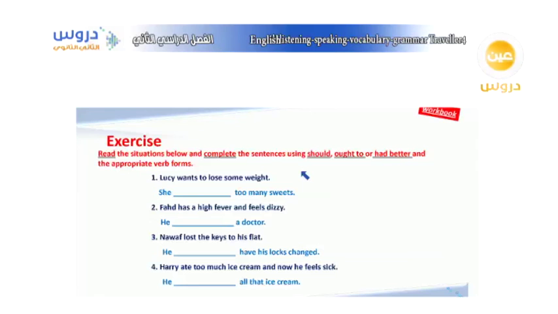Sometimes all of them work. So you can say she should not eat too many sweets, and she ought not eat too many sweets, or she had better not eat too many sweets. All are correct, but it's always better to choose one. So she should not eat too many sweets.